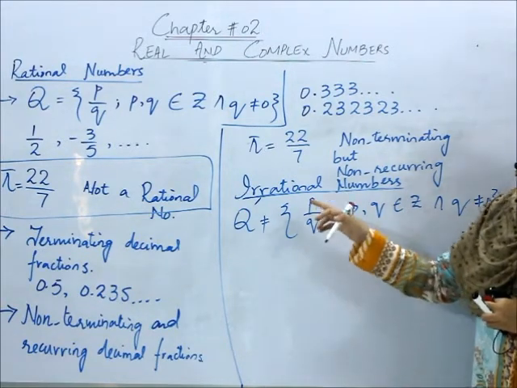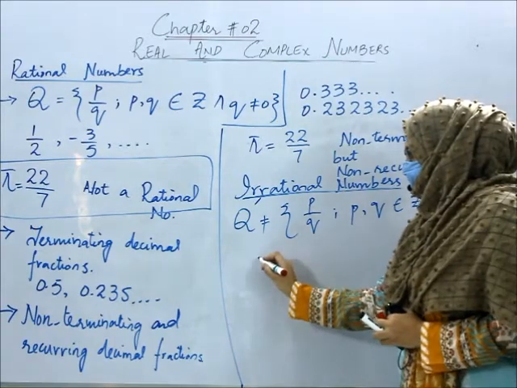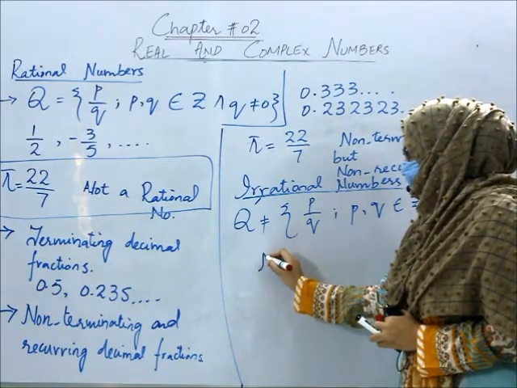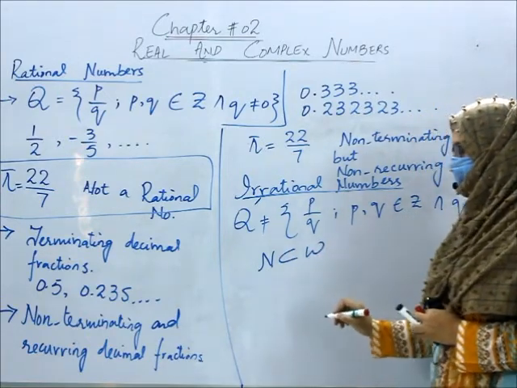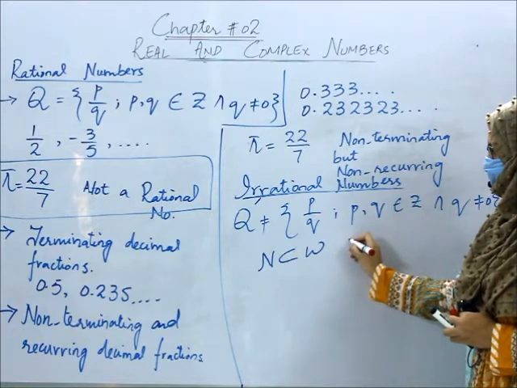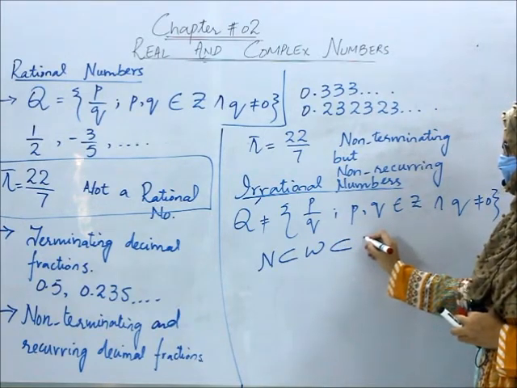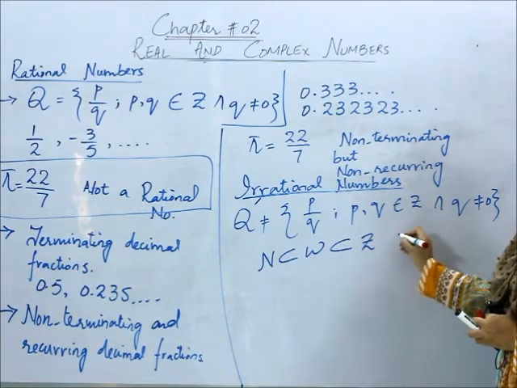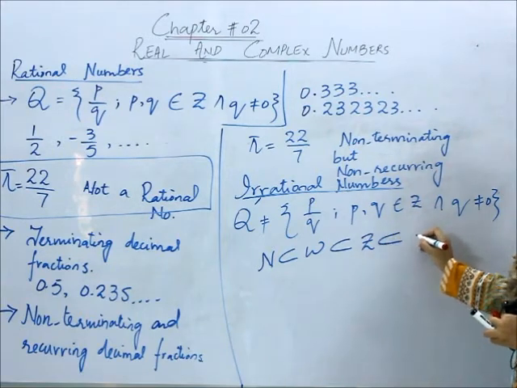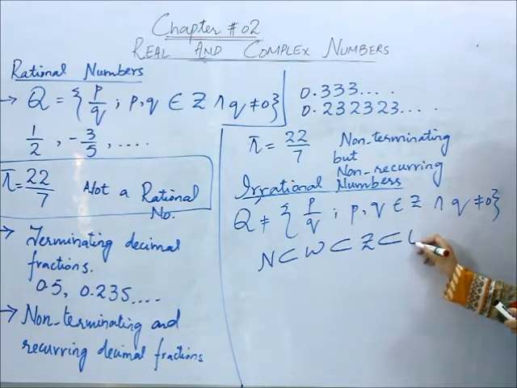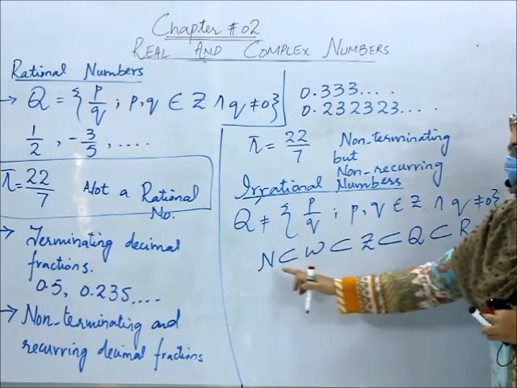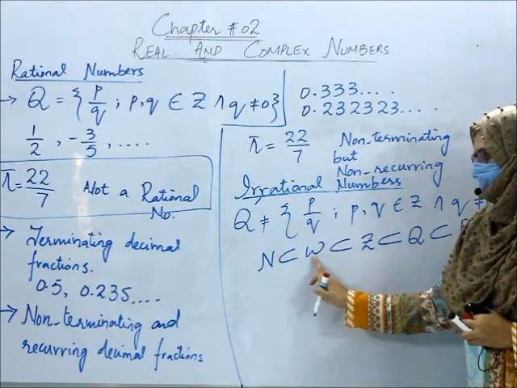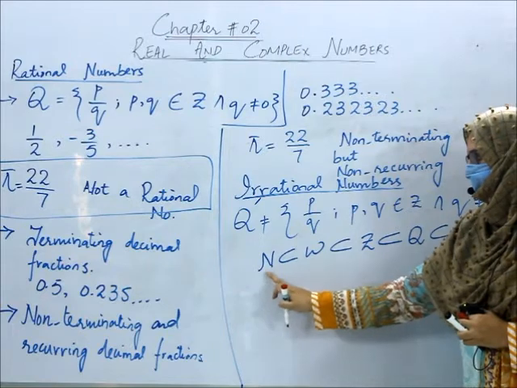Fine. So now we can conclude that the set of natural numbers is a proper subset of the set of whole numbers. The set of whole numbers is a proper subset of the set of what? The set of integers. The set of integers is a proper subset of the set of rational numbers, and the set of rational numbers is a proper subset of the set of real numbers. The set of whole numbers has one extra element compared to natural numbers, that is 0.